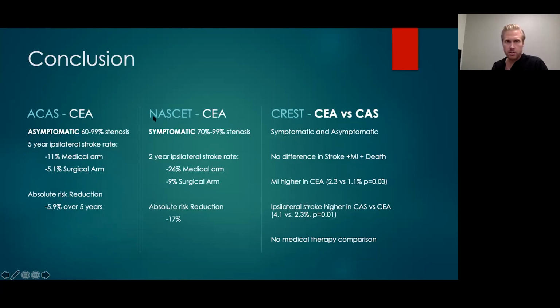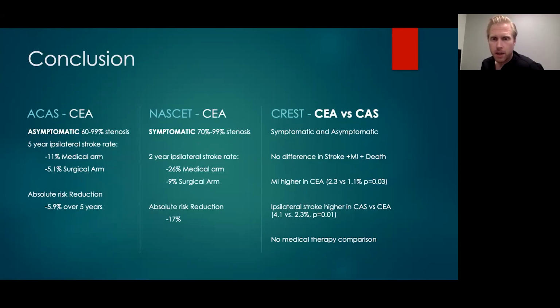Symptomatic carotid stenosis, NASCET trial. People quote this even to date. Compares CEA versus medical therapy for patients with symptomatic stenosis, 70 to 99%. They followed those patients for 2 years, and the ipsilateral stroke rate over the next 2 years in the medical arm was 26%, 9% in the surgical arm, with an absolute risk reduction of 17% over those 2 years. So very strong data to do CEA in symptomatic carotid stenosis patients. And again, I would like to emphasize that you need to do this early because the large burden of recurrent strokes are within the first weeks after the event.